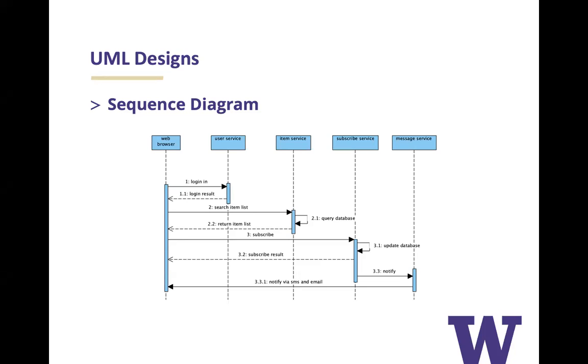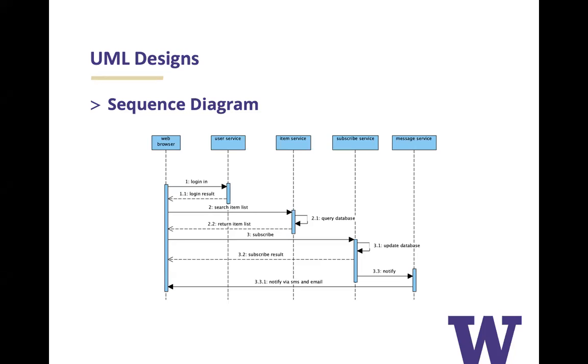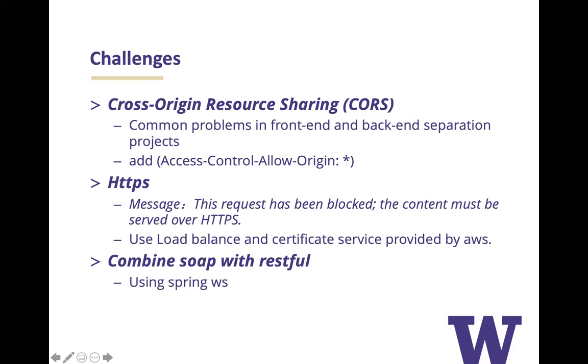This sequence diagram shows the use case. First, log in and get the result, and the user searches the item list. And after querying the database, return the item list. If the user likes, she can subscribe to the item, and this will update the database, and the user will get the result. And when the time is up, the service will automatically send the notification by SMS and email.